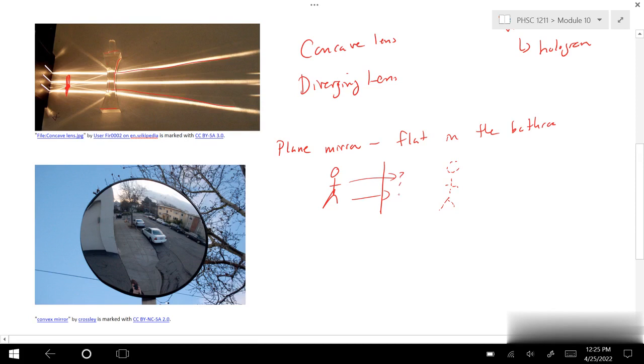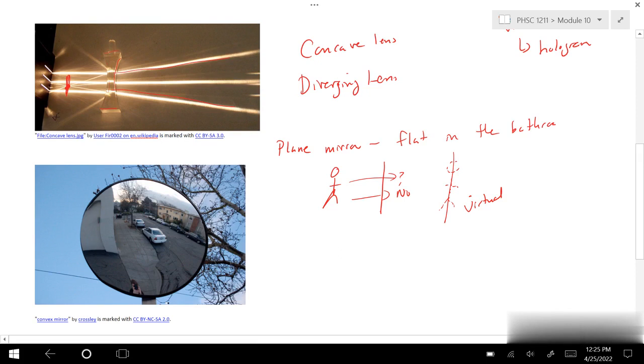Well, I've got a question. Does light pass through the mirror? And the answer is no. So I can't put a screen back there and capture your image. So what you see in your mirror is a virtual image. It's not something that can be projected on anything because light does not pass through the mirror.